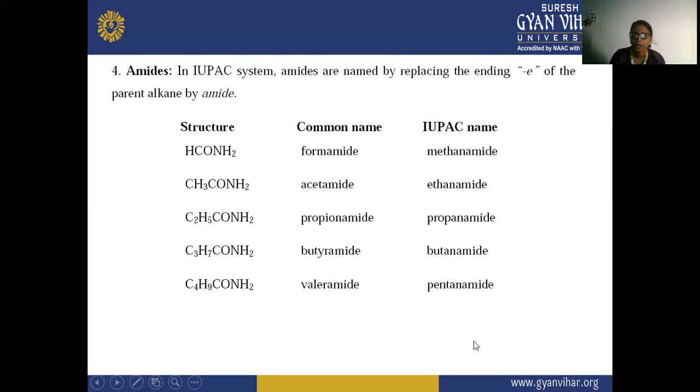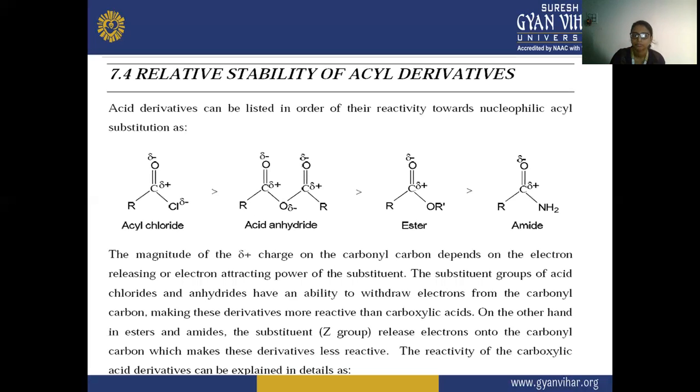Next is the amide. In the case of amides, the -e of the alkane is replaced by -amide. HCONH2 has the IUPAC name methanamide. CH3CONH2 is ethanamide. Next, C2H5CONH2 is propanamide. C3H7CONH2 has 4 carbon atoms, so its name is butanamide, and C4H9CONH2 has 5 carbon atoms, so its name is pentanamide.